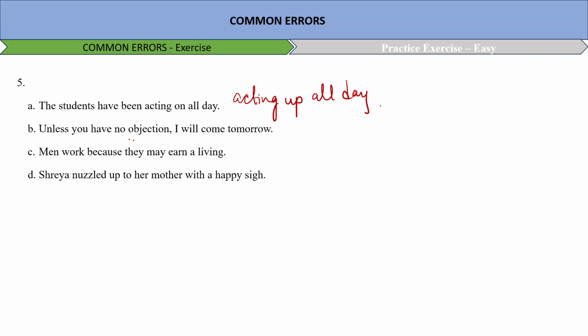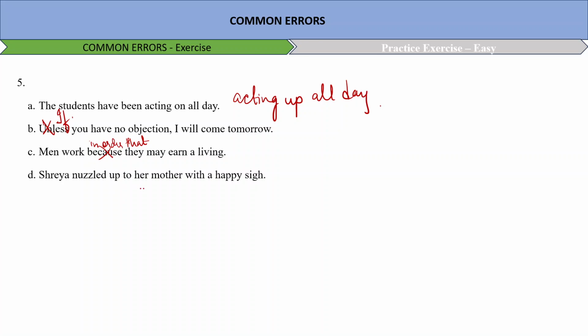Unless you have no objection, I will come tomorrow. You see, if you have no objection, I will come tomorrow sounds more appropriate than unless. If you have, there's a condition attached, okay? Men work because they may earn a living. Men work so that, or in order that, or that they may, right? To express a purpose, we use conjunction in order that or so that. So, men work in order that they may earn a living.